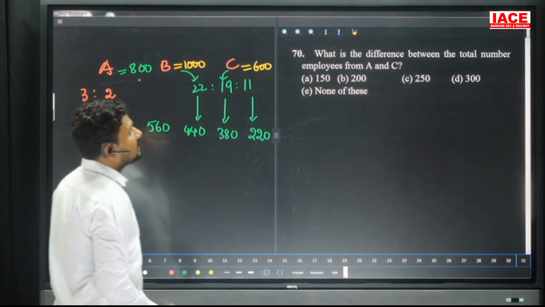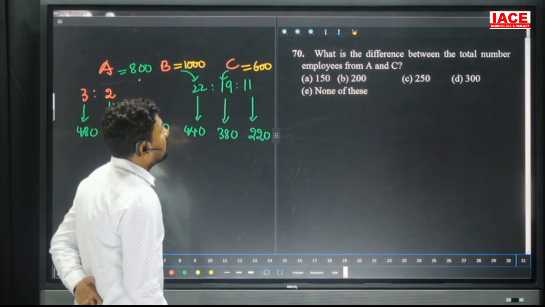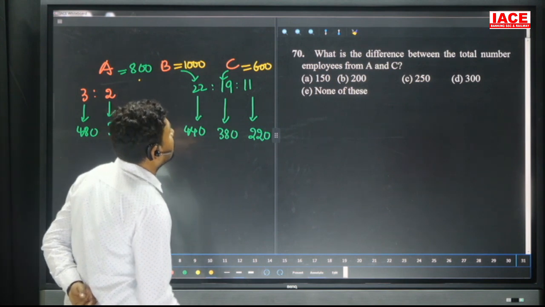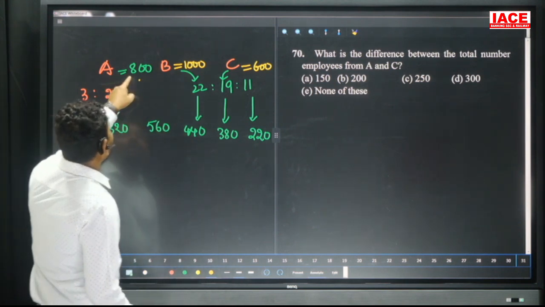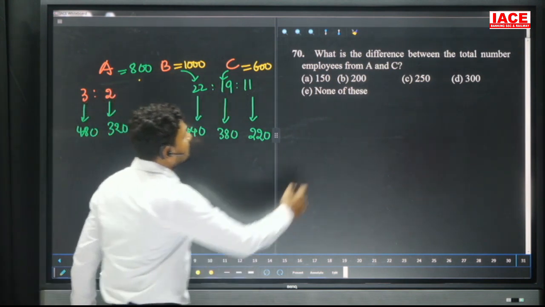Next, what is the difference between the total number of employees from A and C? Total number of employees from A and C. A value is 800, C value is 600, difference is 200.